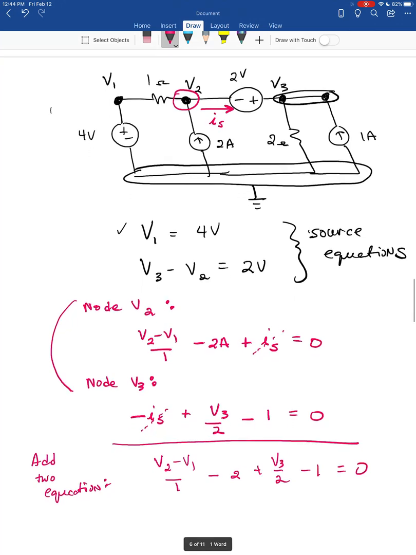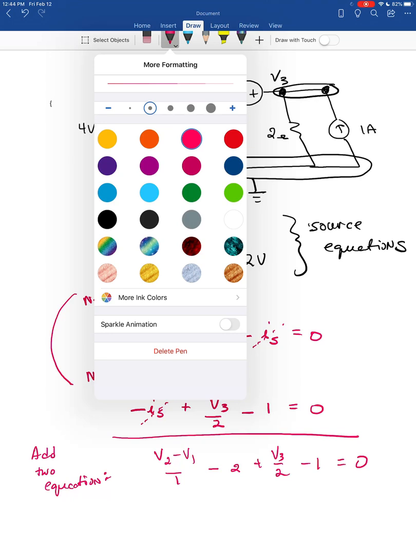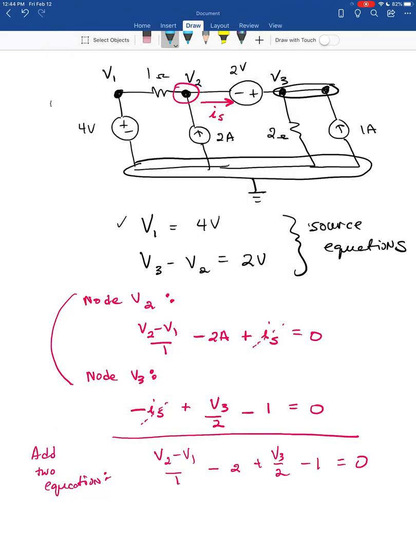Now there is a shorthand or abbreviated methodology to do that, and so we're going to use blue now. So we can skip the whole identify the current through the voltage source thing if we remember that really KCL equations are defined not for nodes but for closed surfaces. So what I'm going to do is put a closed surface that contains the entire voltage source that's not connected to the reference. And I'm going to refer to that as a supernode.